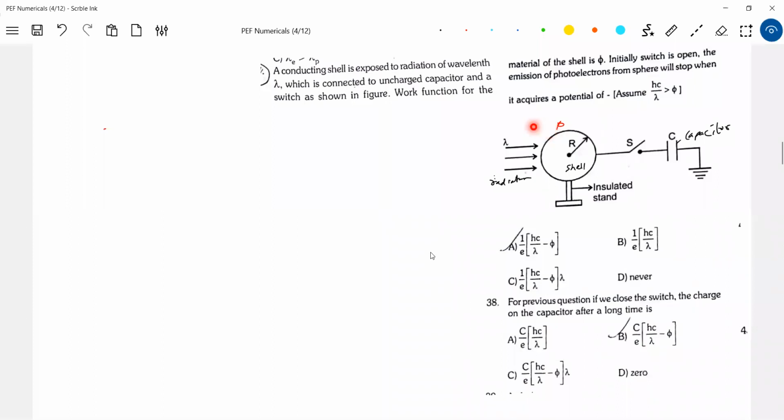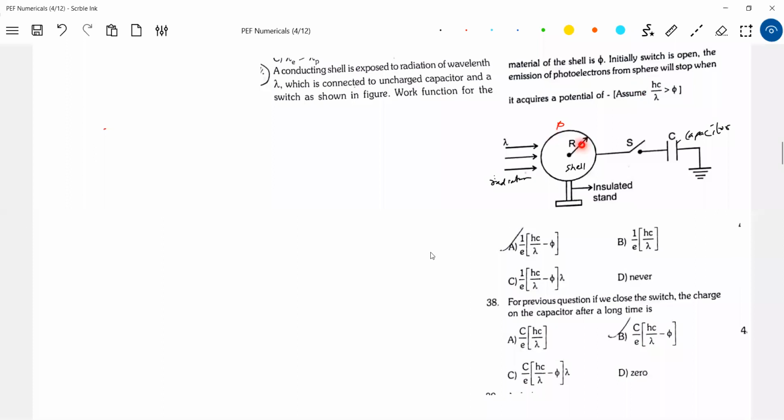The photoelectrons will have sufficient kinetic energy to escape to infinity in all directions, exactly as in the previous problem. Then, how long will this occur? As the photoelectrons continuously escape from the shell. I'm using the word escape, not just ejected.